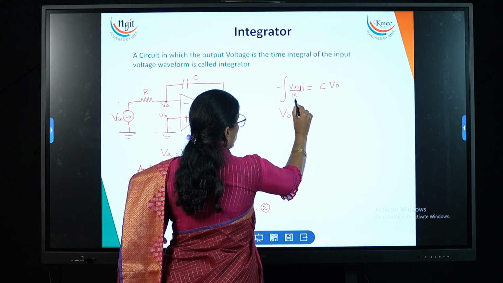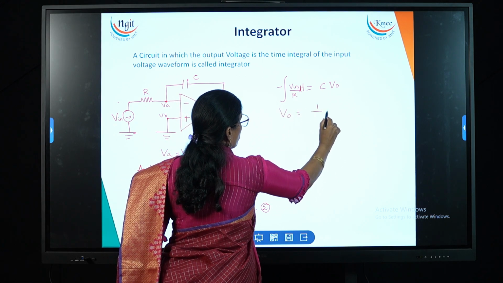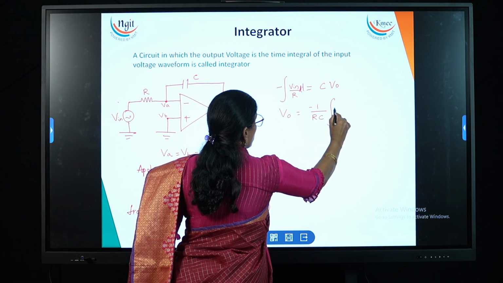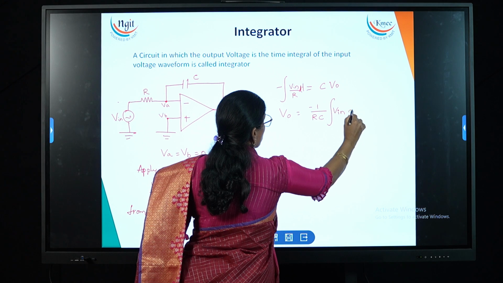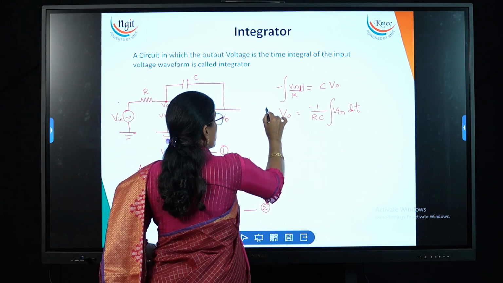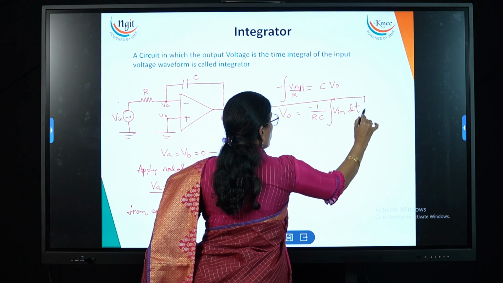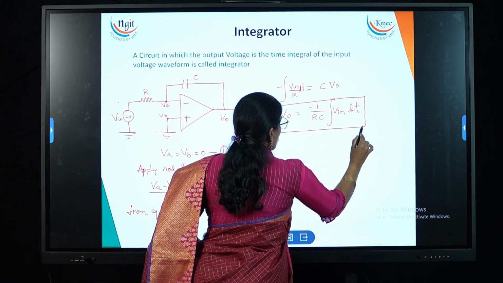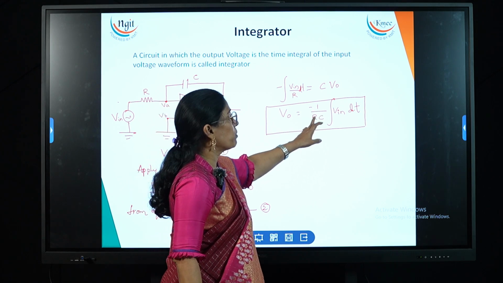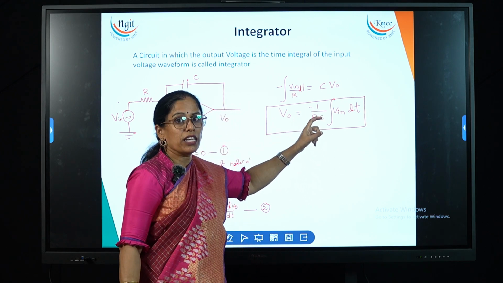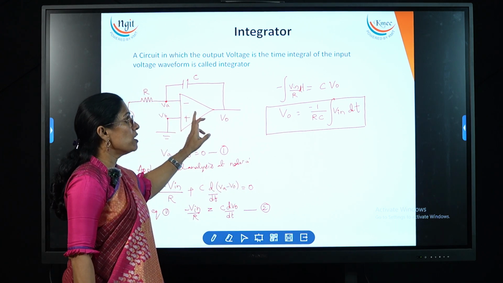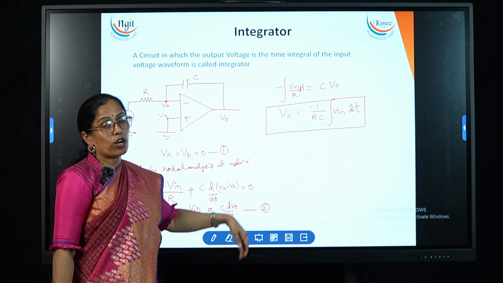And V naught is equal to, now here R is constant, and we will get minus 1 divided by RC integral of V in dt. Now this is the expression for the output. We got the integral of input with the constant of minus 1 by RC. This minus indicates the inversion, because here the signal is applied to the inverting terminal. So that's why we get the inverted output.